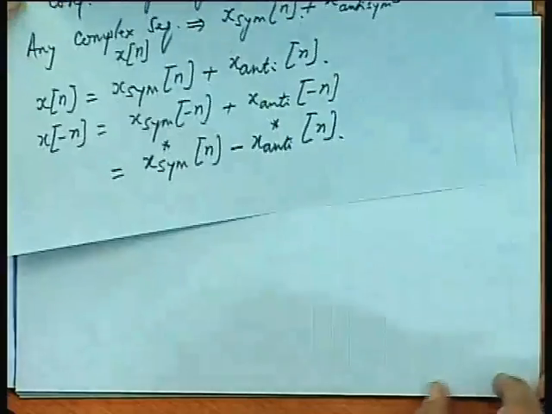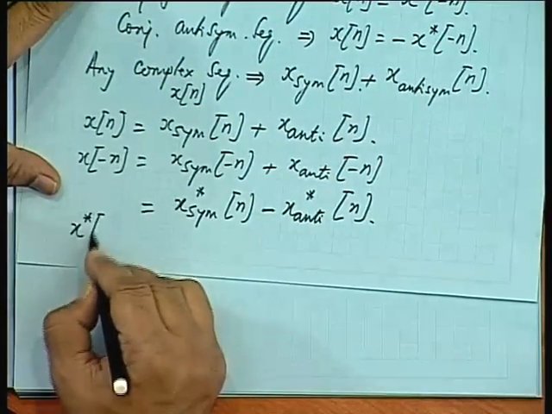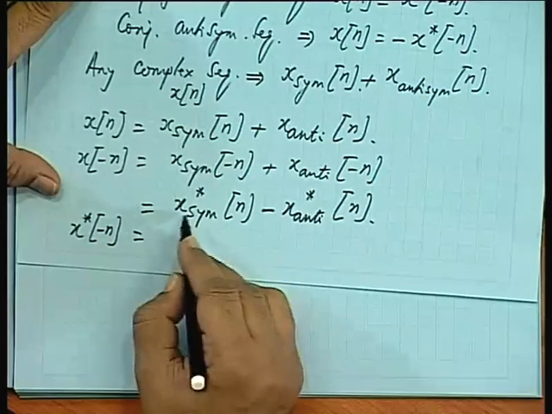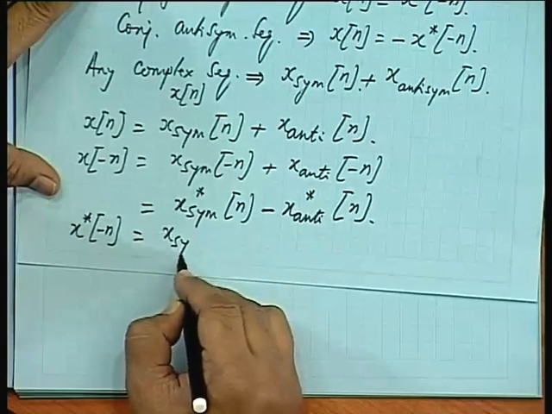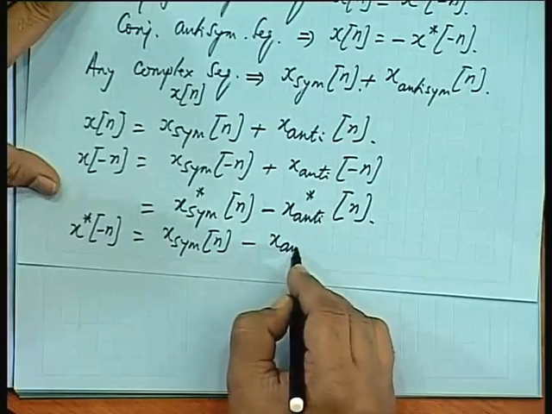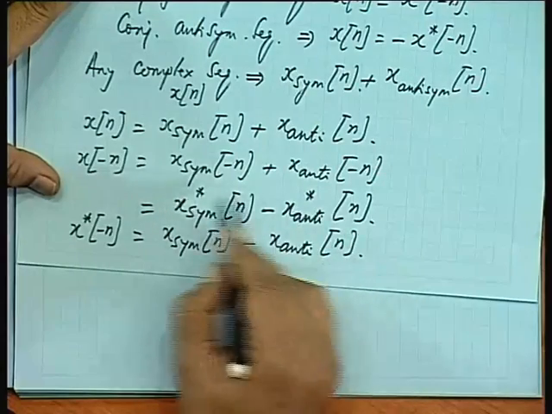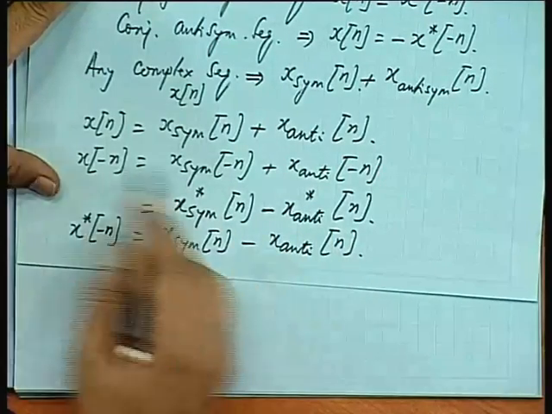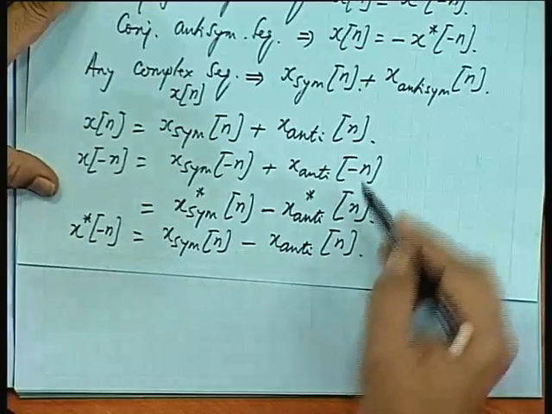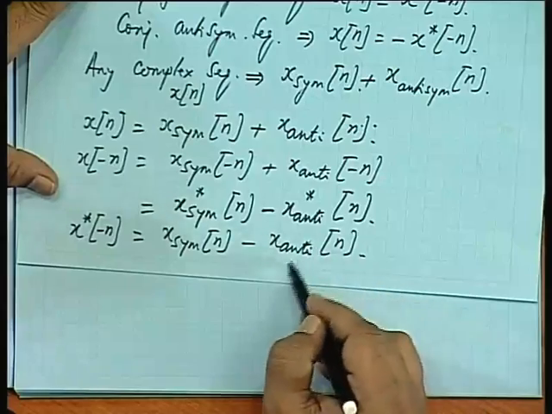So, from here, what will be x star minus n? It will be x symmetric n minus x antisymmetric n. I have just again taken the conjugate of that on both sides. So, that gives me this. Now, add this with this, and this will get cancelled. Okay.